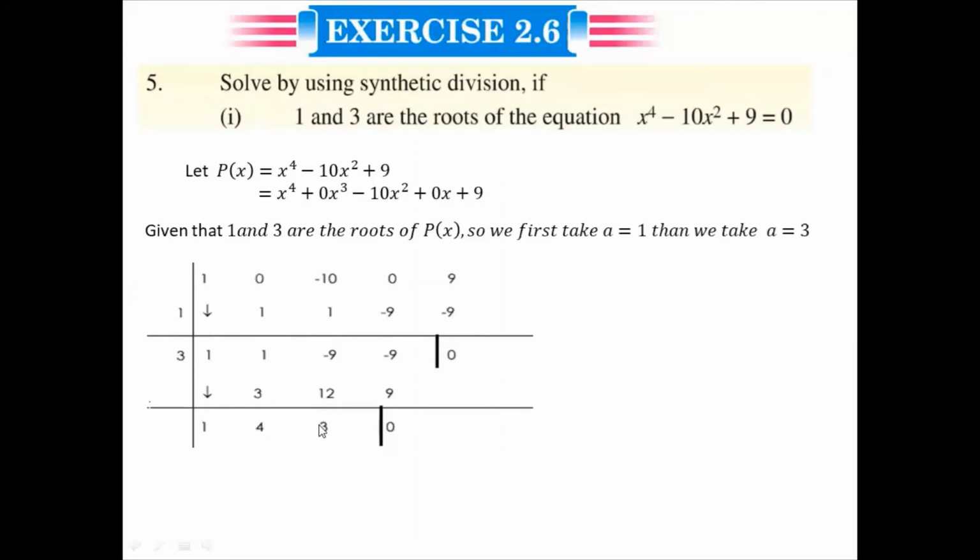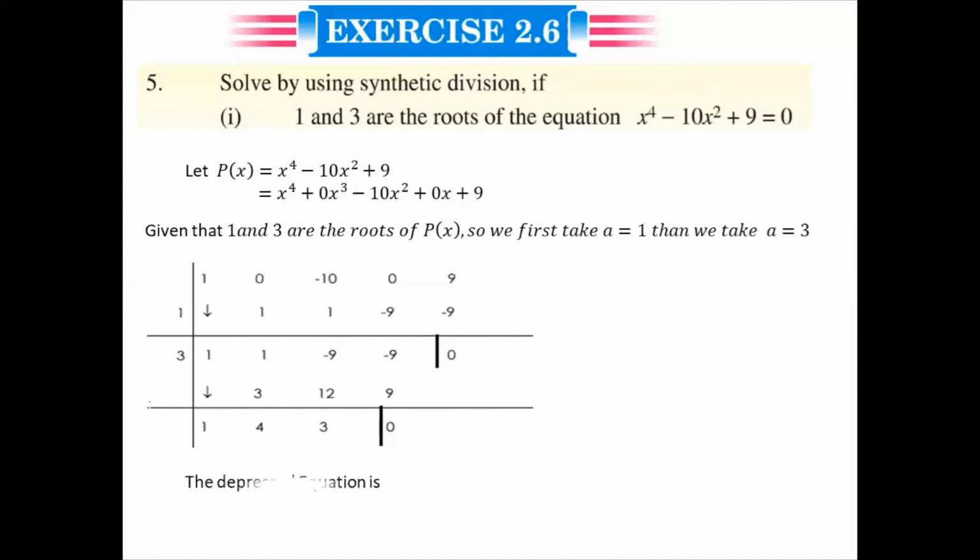We multiply this 3 with this 3. When we multiply this 3 with this 3 we have plus 9, and we write that 9 under minus 9. When we add up these numbers we have 0, so this remainder again is 0. So here we use 2 times synthetic division. Here the highest power of x is 4, so the highest power of the depressed equation will be 2, since we have used 2 times synthetic division.